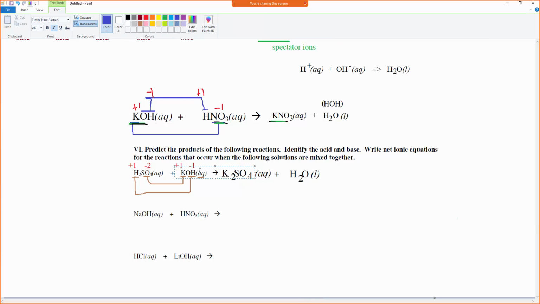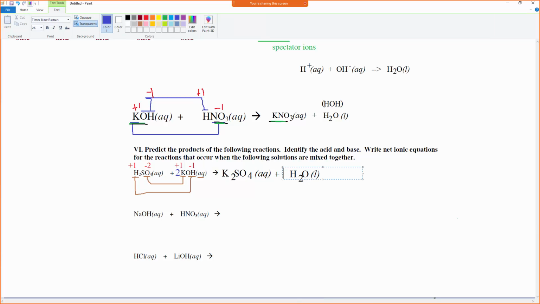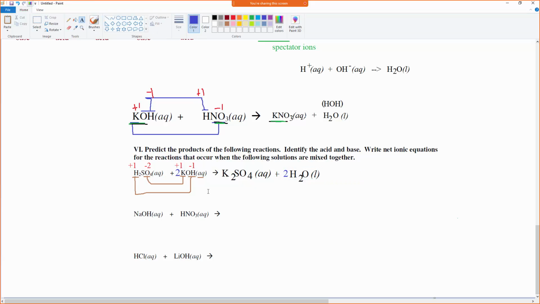Yeah, I need a 2 in front of the KOHs. It gives me 2 potassiums that will react with the sulfate. And then I'm going to need 2 for the H2Os. Good. Because I'm mixing 2 OHs with 2 H's. Okay. All right, I think we've got the products. We've got the phases. We've balanced it.